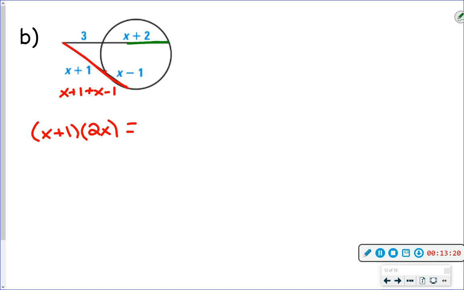Okay, green one. Outside's easy. What's the length of the entire green secant? What's your expression for it? X plus.